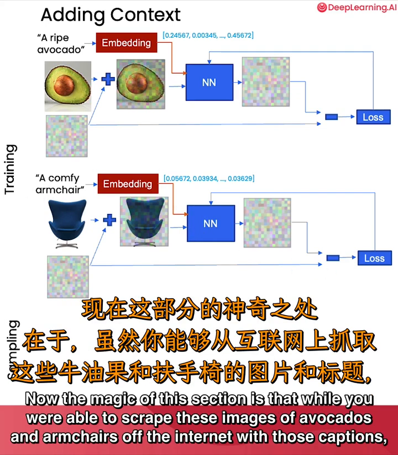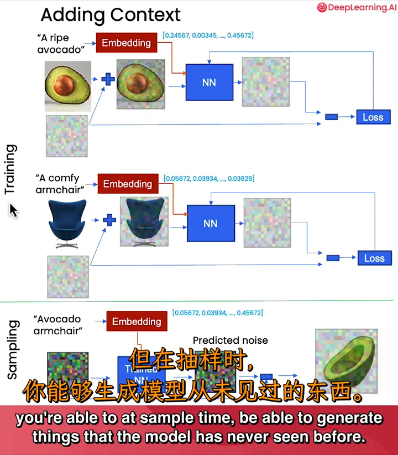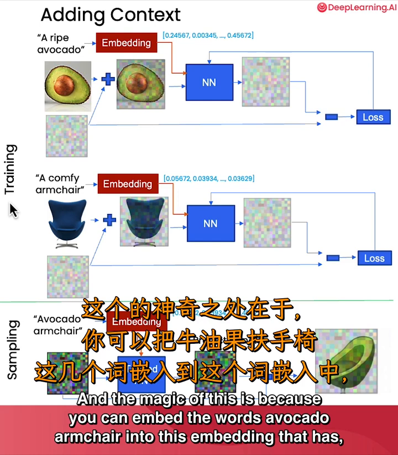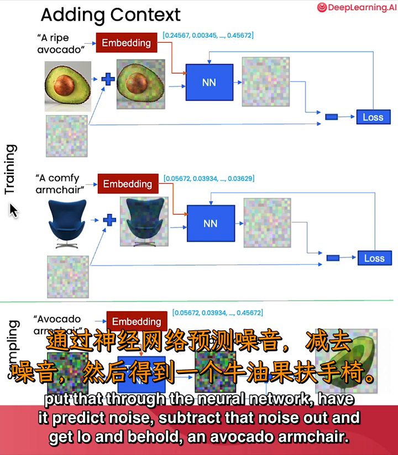Now, the magic of this section is that while you were able to scrape these images of avocados and armchairs off the internet with those captions, at sample time you're able to generate things that the model has never seen before. And that could be an avocado armchair. The magic of this is that you can embed the words avocado armchair into this embedding that has a bit of avocado in there, a bit of armchair in there, put that through the neural network, have it predict noise, subtract that noise out, and get, lo and behold, an avocado armchair.